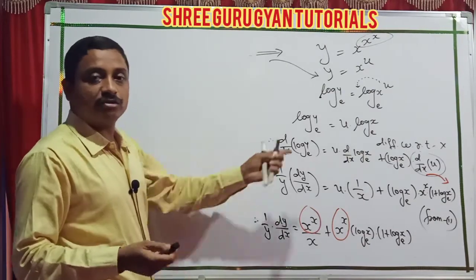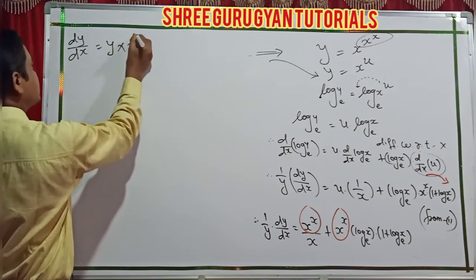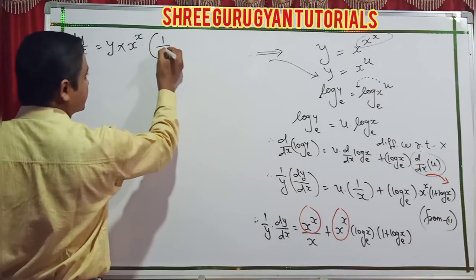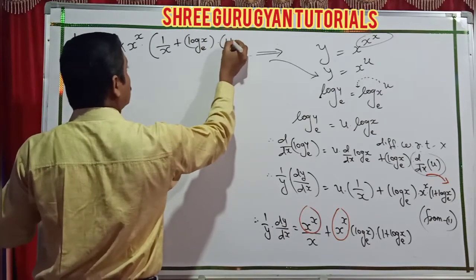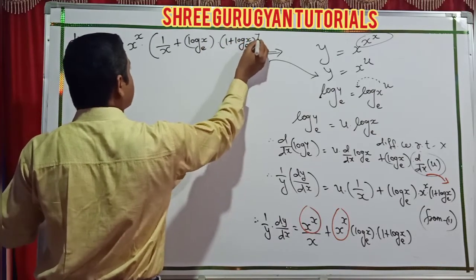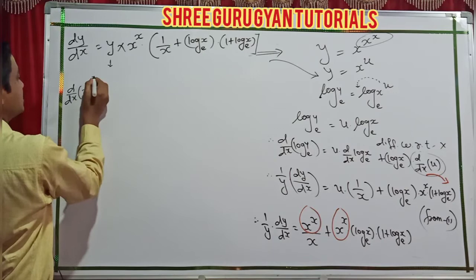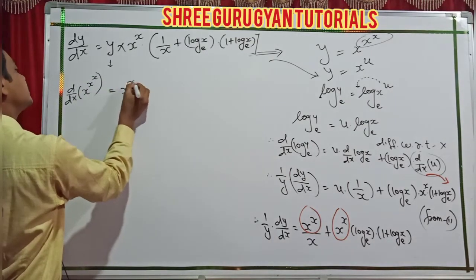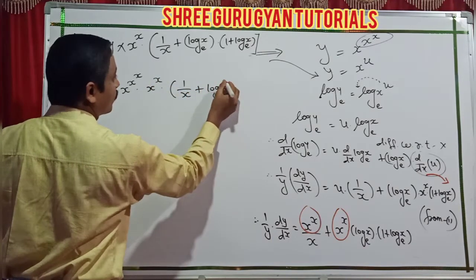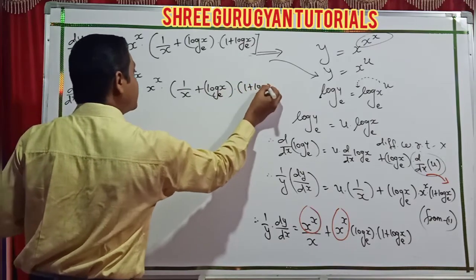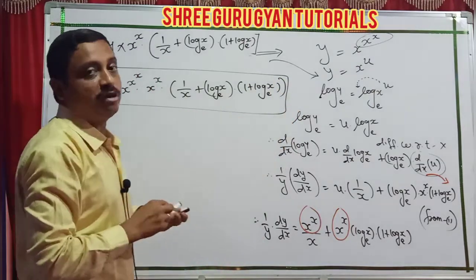So check this out totally, dy by dx is y, and x raised to x is common, but the remaining is 1 upon x plus log x base e into 1 plus log x base e, and this y you also substitute in your question. y is also x raised to x raised to x, and here x raised to x raised to x, x raised to x, and here our answer is done. You get 3 marks here, students.